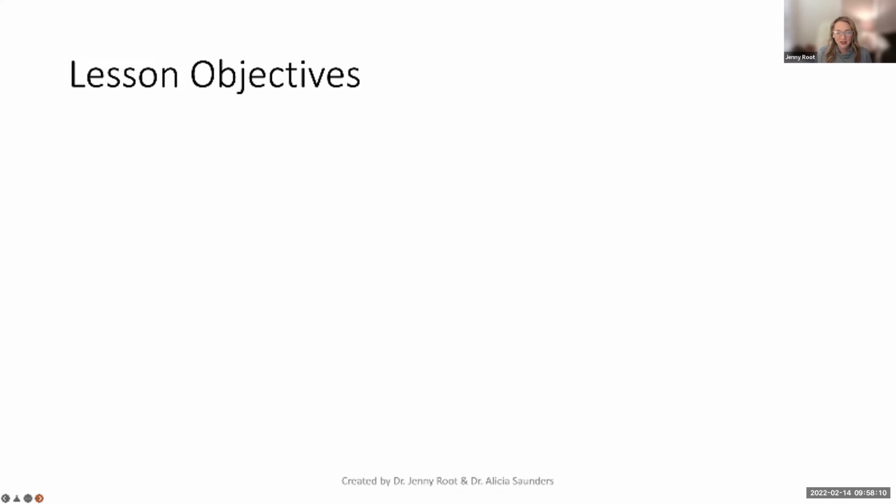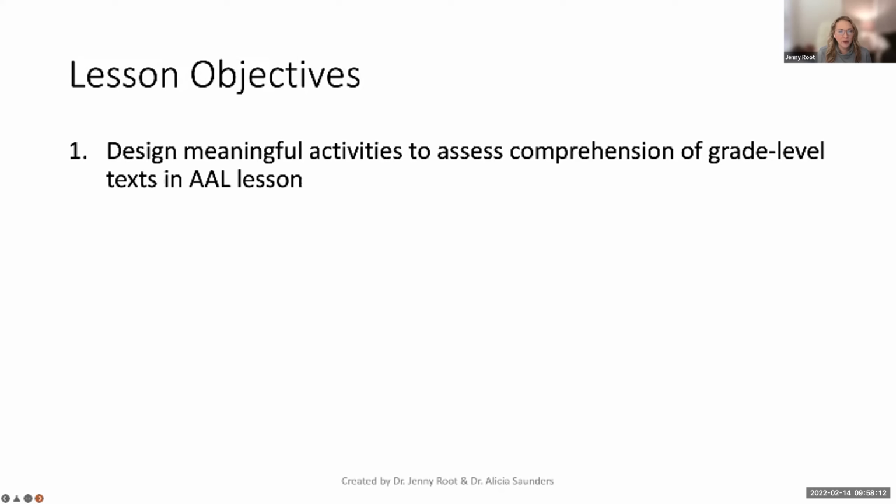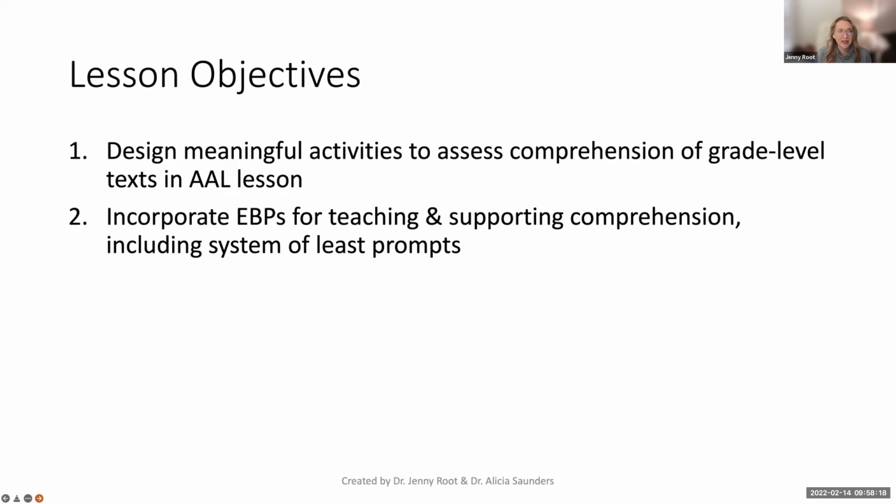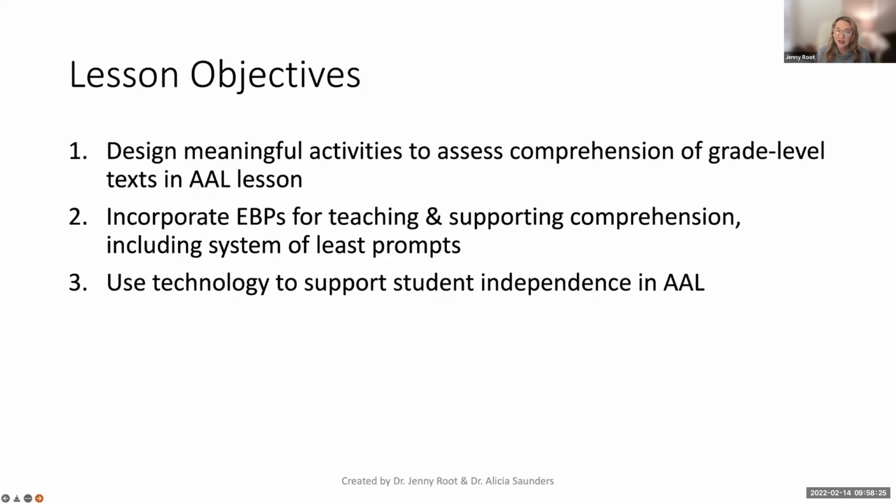So the lesson objectives for this video are that you'll be able to design meaningful activities to assess comprehension of grade level texts in an AAL lesson, incorporate evidence-based practices for teaching and supporting comprehension, including the system of least prompts, and use technology to support student independence in alternate achievement literacy.